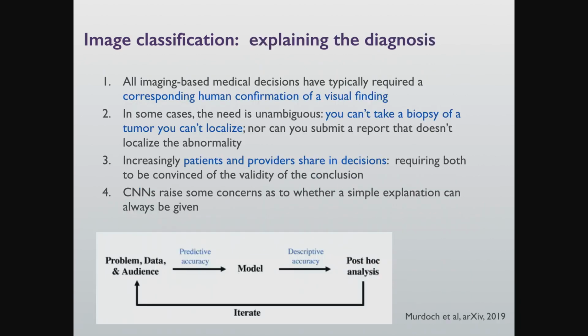OK, so here's another problem. Almost everything in medicine requires some element of confirmation of a visual finding. And some of the reasons are very simple. Let's say you want to talk about there being a tumor. If you're going to ask a surgeon to biopsy it, you better tell them where it is. It's not enough to just say this image has a tumor somewhere in it. So you're going to need to be a little bit more detailed than simply making a classification at the level of an image.